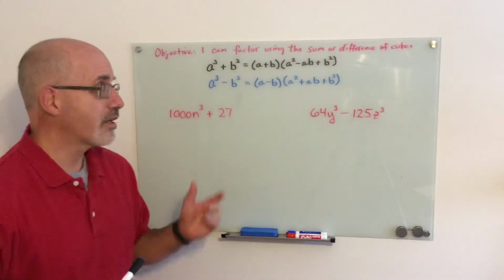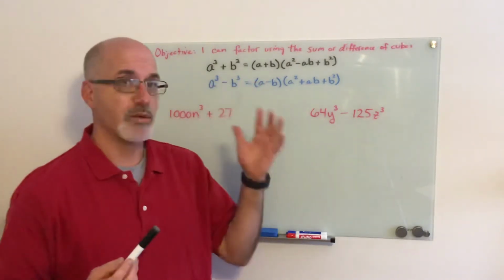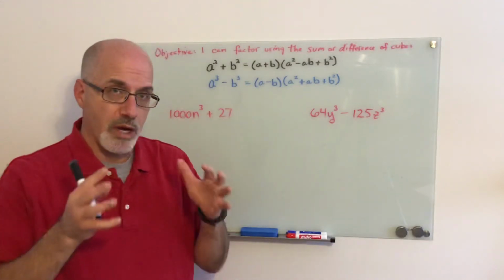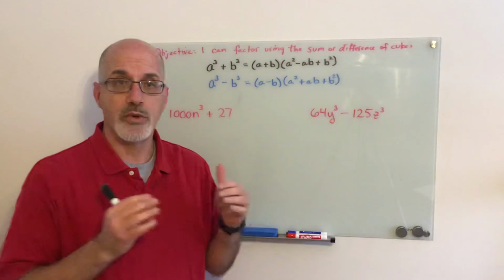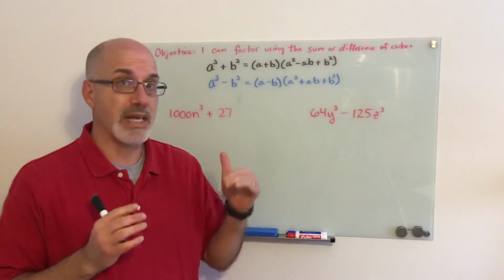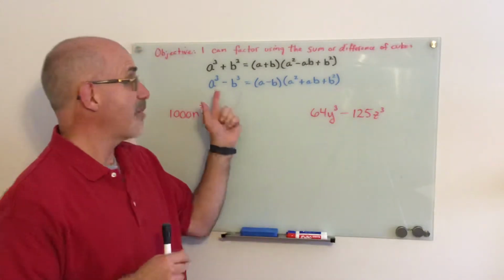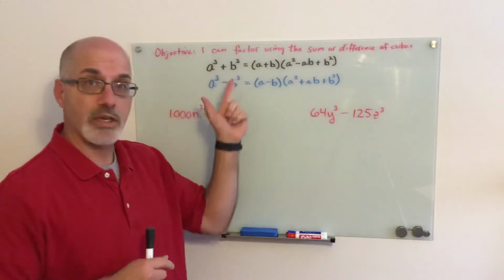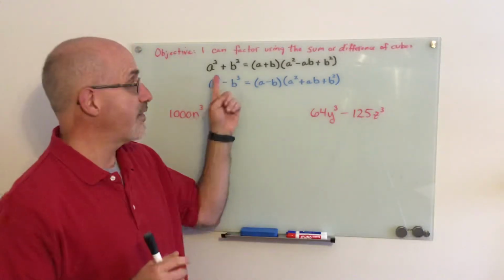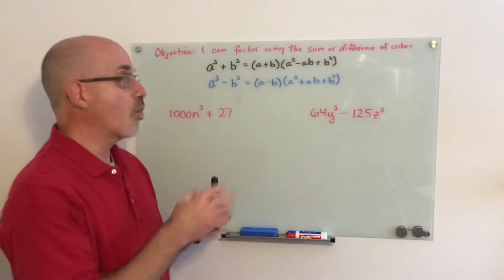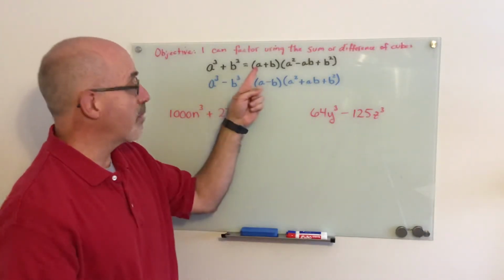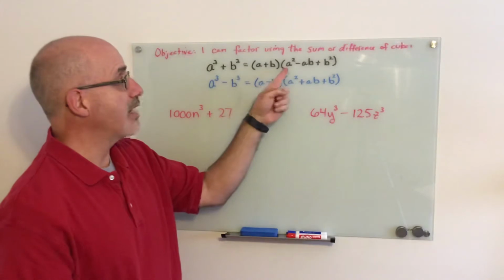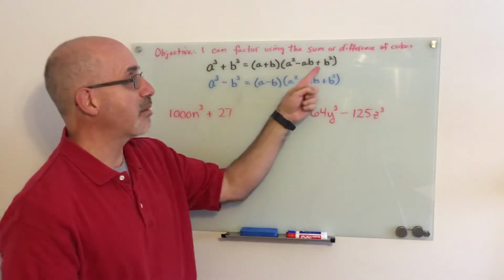Now the patterns are laid out here. Basically what you're looking for is a quantity that's cubed plus another quantity that's cubed, or a quantity cubed minus a quantity cubed. That means it's going to be a binomial in one form or the other, and they factor using this pattern. Whatever that thing is that's cubed is going to become a plus b, a squared minus ab, and plus b squared.